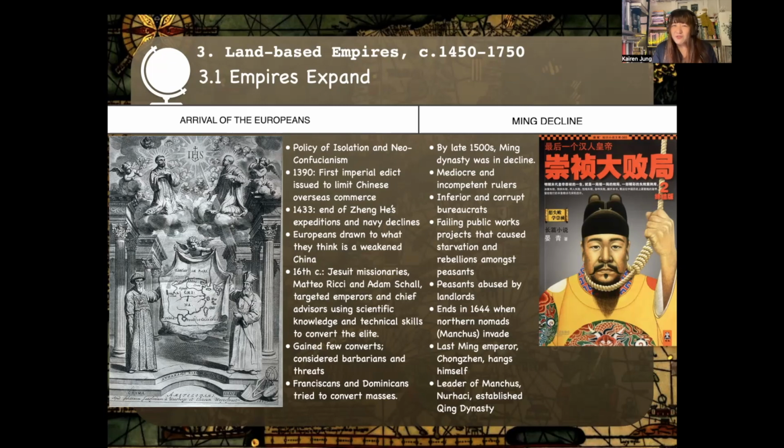By the late 1500s, the Ming Dynasty was in bad decline. You had a lot of mediocre and incompetent rulers, inferior and corrupt bureaucrats, and public works projects failed miserably, causing a lot of starvation and rebellions, peasants being abused by landlords. All of that happened, but it ended in 1644 when the northern nomads, the Manchus, invaded. And the last Ming emperor, Chongzhen, hung himself. The leader of the Manchus, Nurhaci, established the Qing dynasty.